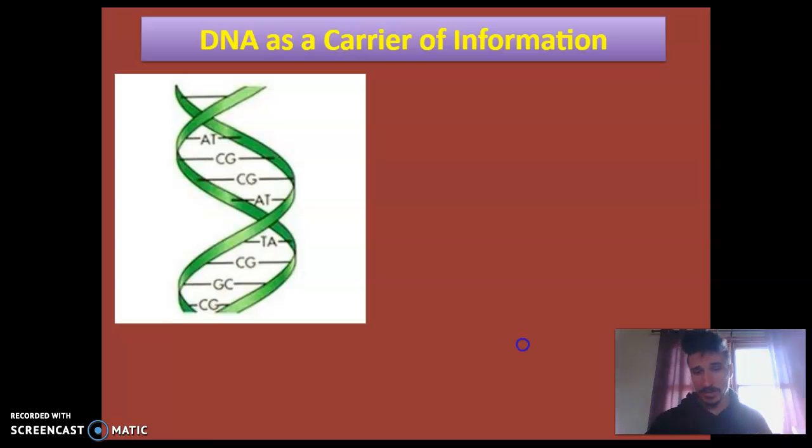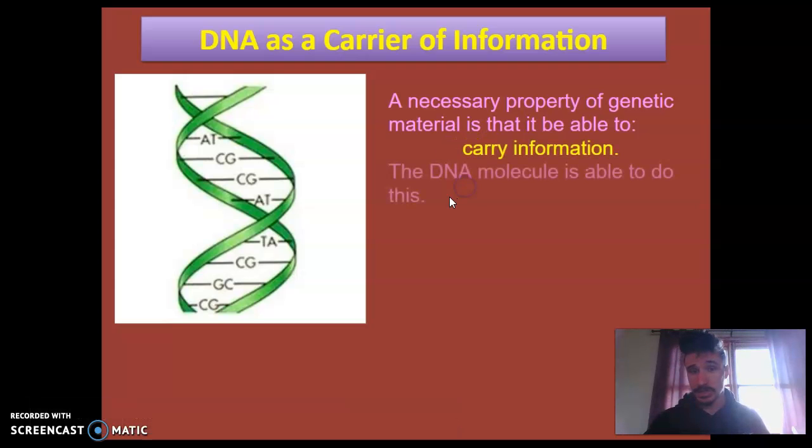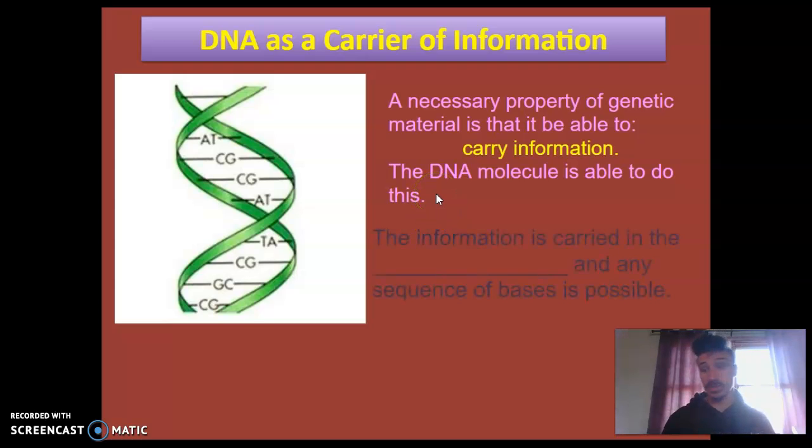Now, DNA is a carrier of information. Let's kind of speed through this. So DNA must be able to do a couple things. It has to be able to carry information, and it must be able to do this efficiently. The information is carried in the sequence of bases. So if we look at one side of this DNA molecule, T, G, G, T, T, G, G, T, that's a sequence of bases, right?